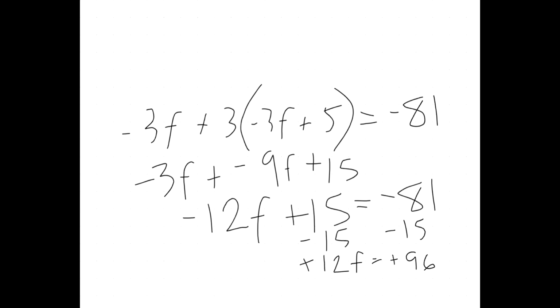Another way to look at that is, with the negative 12f, if I added that to both sides, it'll basically switch it to the right side. And then if I added 96 to both sides, it would switch it to the left side. So there's 2 different ways of looking at why you're allowed to just cancel out negatives on both sides. So we're left with 12f equals 96.